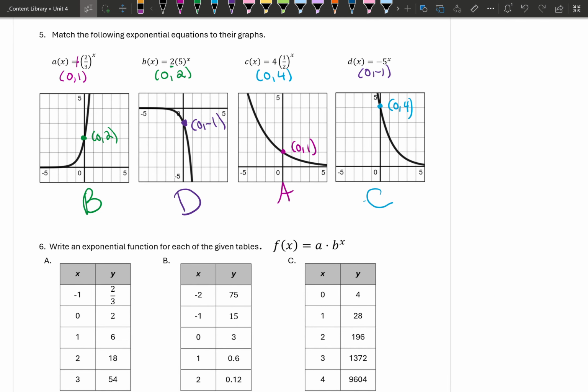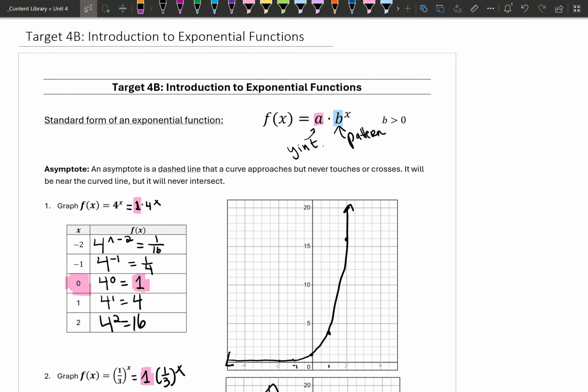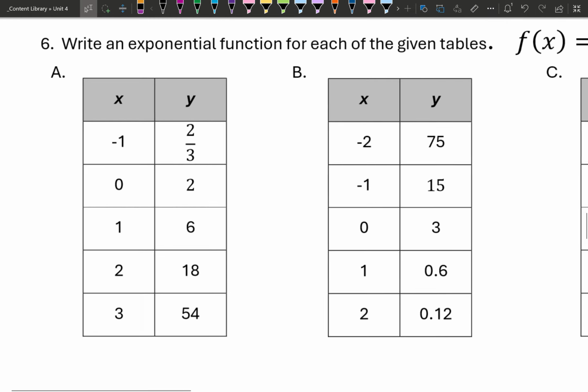Number 6. In number 6, we're going to be writing exponential functions for each of the given tables. Just as a reminder, we're going to have f of x equals a times b to the x, just like I said all the way up here. The a is the y-intercept and b is the pattern. So we need to identify both of those things, the y-intercept and the pattern in which the table is going.